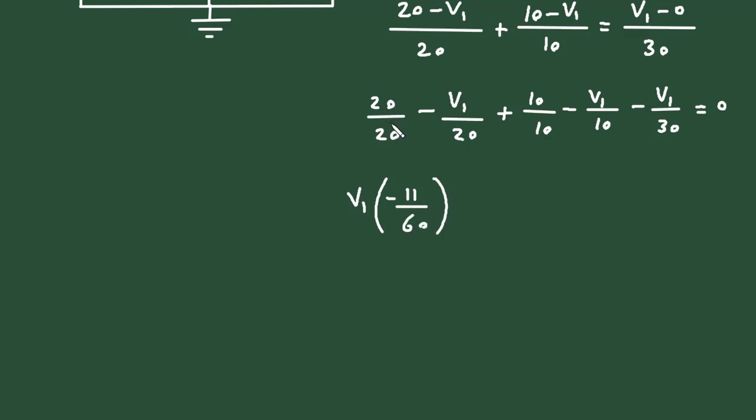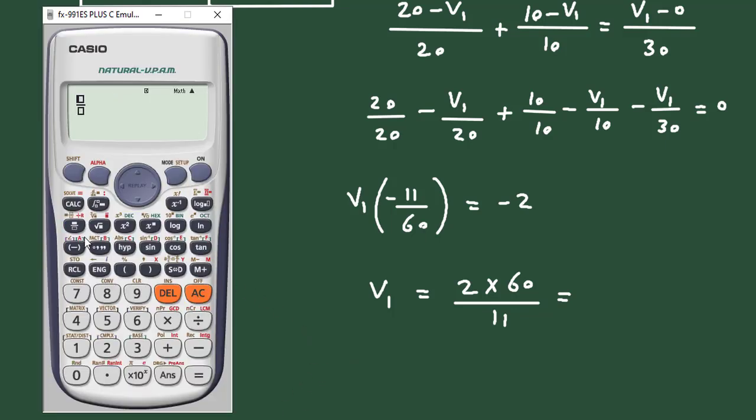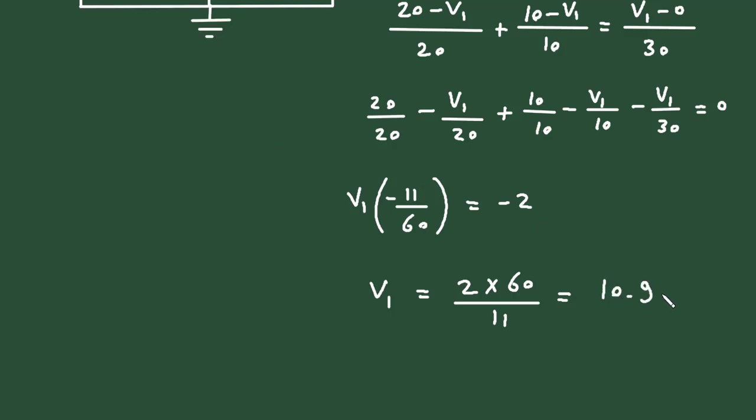Then if we solve this, it will be 1 plus 1, 2. Or we can directly take this 2 on the right side. So it will be minus 11 by 60 V1 equal to minus 2. This minus and this minus will get cancelled. Now we can calculate the value of V1. V1 is equal to 2 multiplied by 60 divided by 11. So it is 10.90. 10.90 volt is the value of V1.